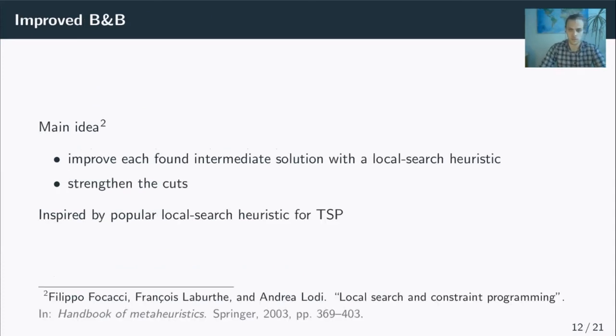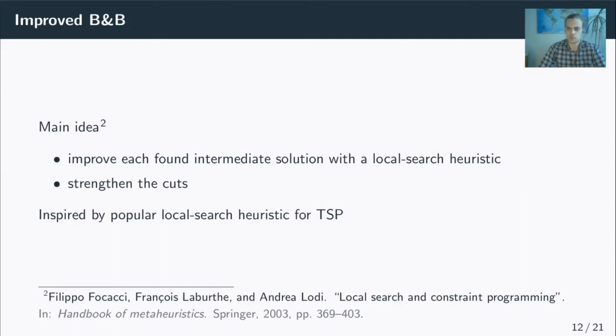This is where we come in. So our main idea is now to improve each found intermediate solution with a local search heuristic, and then post the cost of this improved tree as a cut, which hopefully then also improves the work of the other propagators and so on and so forth. This general idea was known already a few years ago, but not in this particular setting.